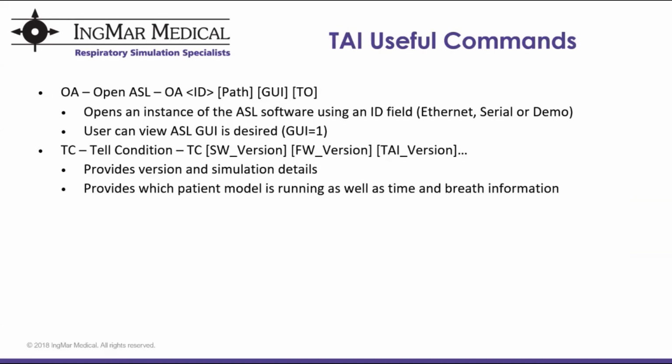The user also defines whether they want the ASL software GUI to be visible or hidden. The TC, or tell condition command, is basically used to provide all the version information from the TAI down to the firmware in the ASL. It also provides information about simulation time and what patient model is currently running, just to name a few.